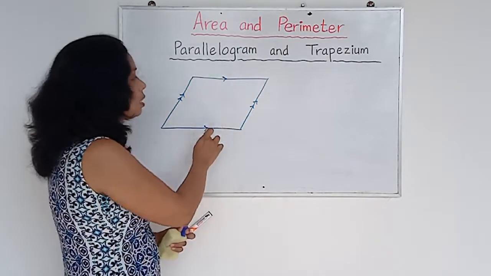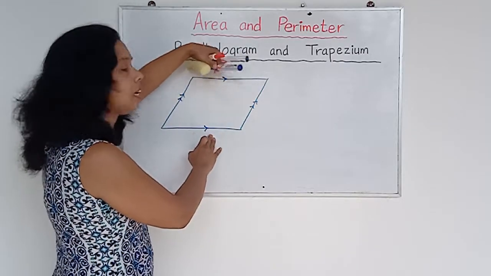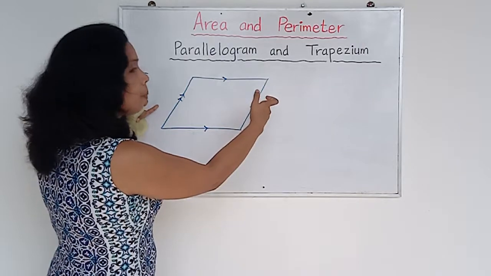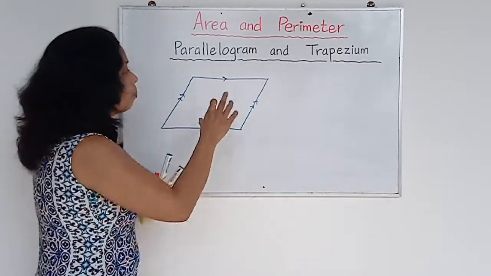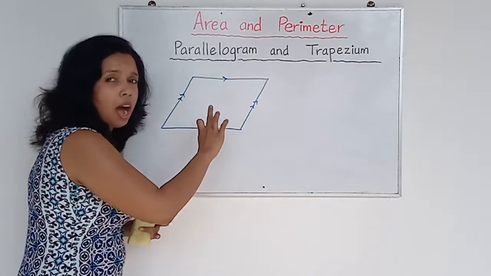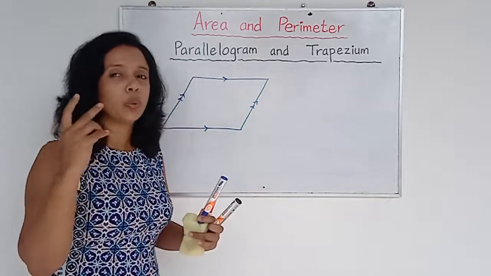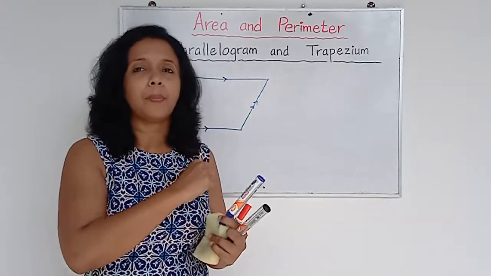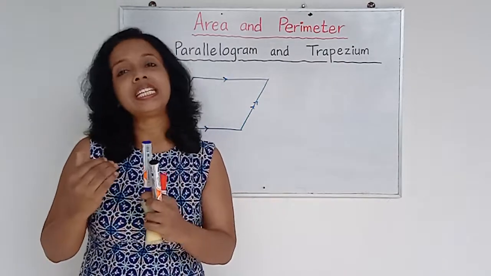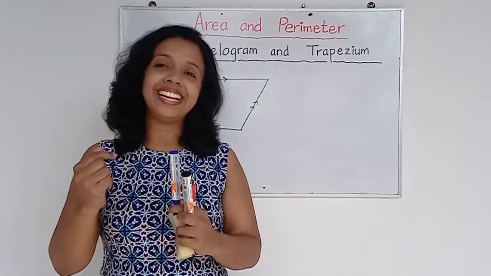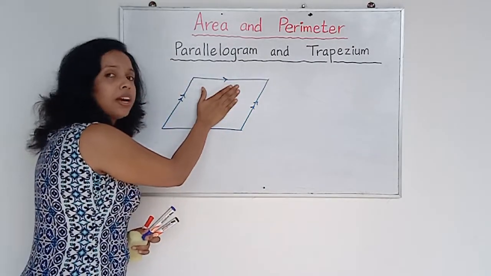That's why I use these arrows. I want to show these opposite sides are parallel to each other and these two sides are parallel to each other. And what is another feature I can see? These opposite sides are equal in length, right? So what are the main features we can see in a parallelogram? Opposite sides are parallel to each other and opposite sides are equal in length, right? So now we know how to identify a parallelogram.